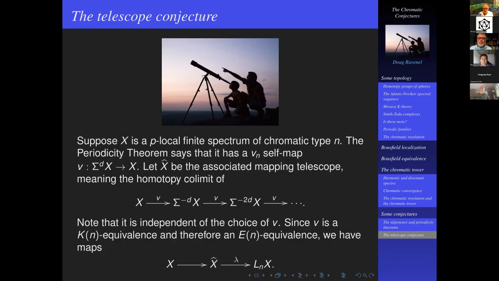But the homotopy of X hat, at least my guess is that it's a lot more complicated than that of Ln of X. I know what Ln of X looks like.